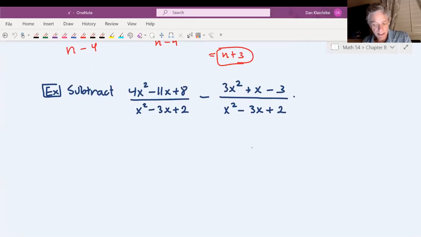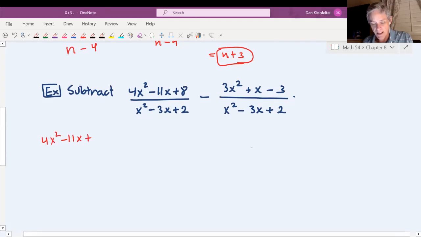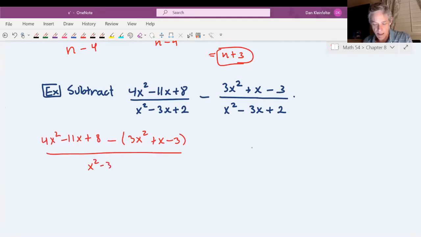The denominators are the same, so we're just going to subtract the numerators. I'm not going to worry about factoring until later, maybe. So we'll have 4x squared minus 11x plus 8. I think I was thinking about the multiplication we just did. Minus all three terms, 3x squared plus x minus 3. That will be all over x squared minus 3x plus 2.